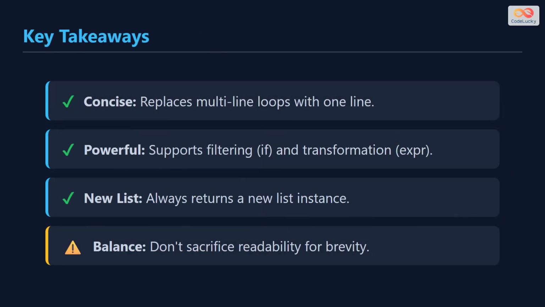To wrap up, list comprehensions are a concise way to create new lists from existing ones. They support filtering and transformation and always return a new list. Use them to make your code Pythonic, but always keep readability in mind.